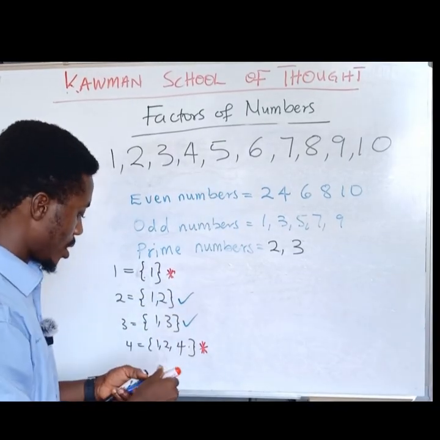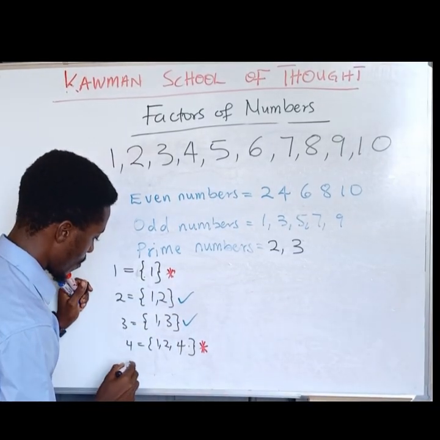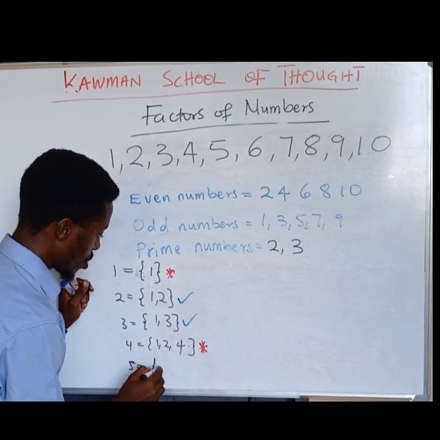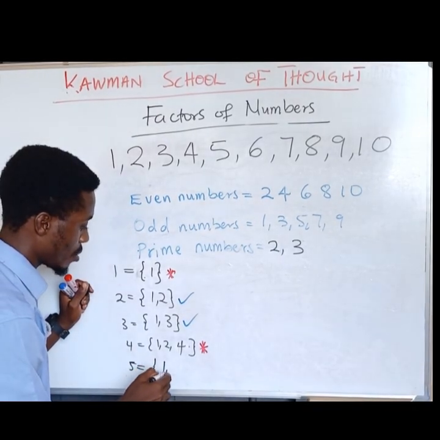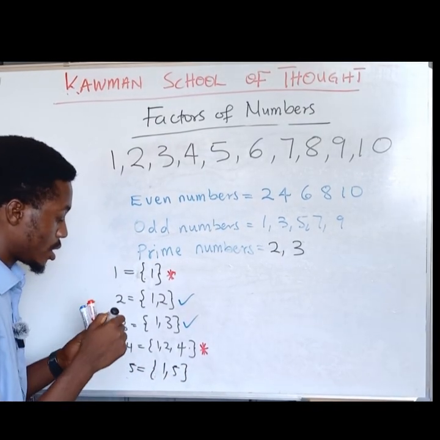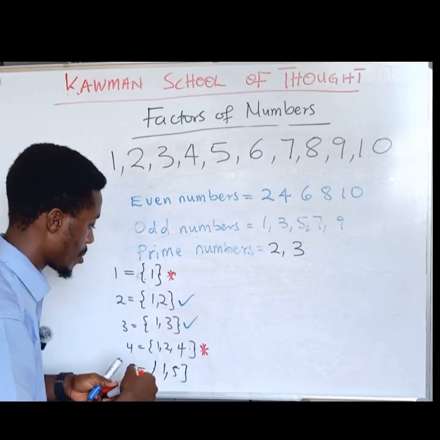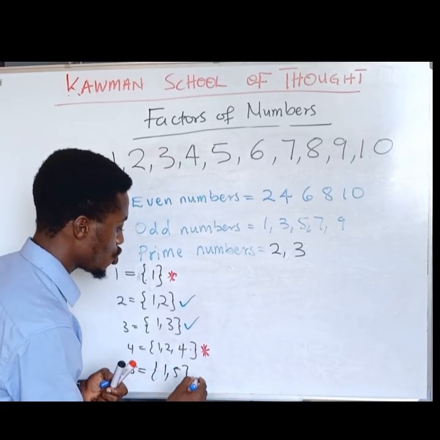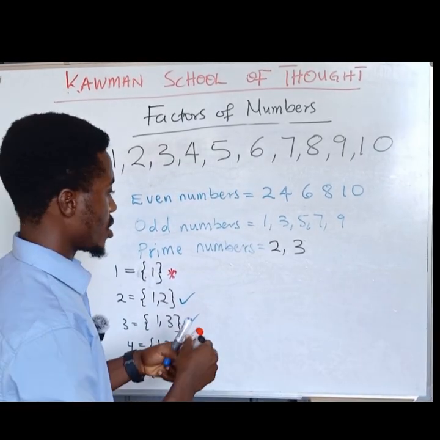5. So let's see. Now factors of 5, we have 1 and 5. Therefore, this is what? A prime number. This is a prime number because it has only 2 factors. So write our 5 here.